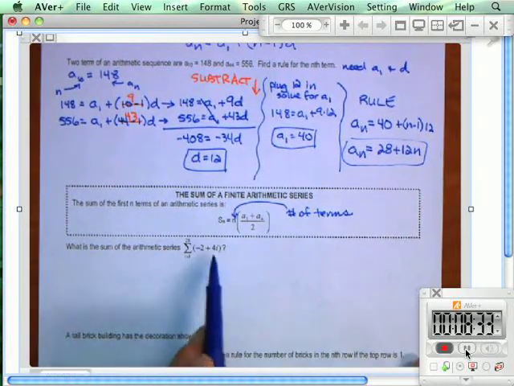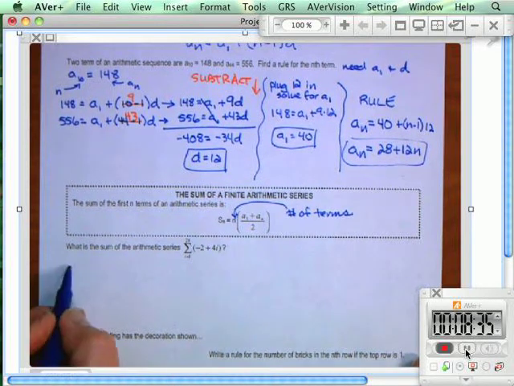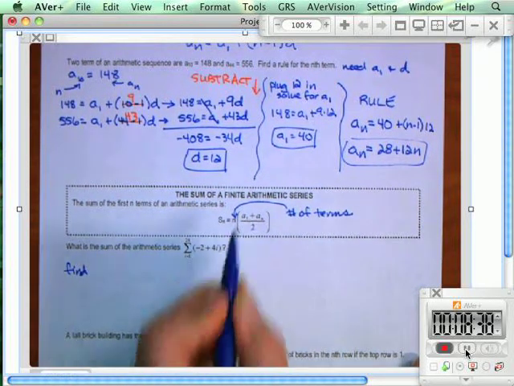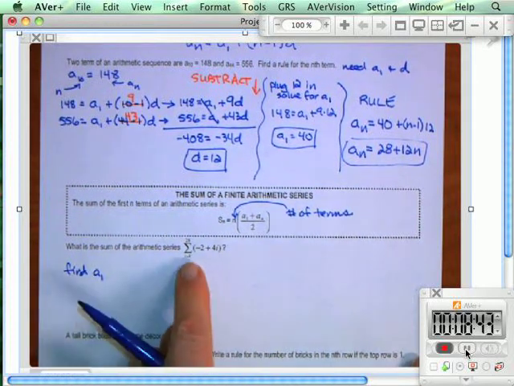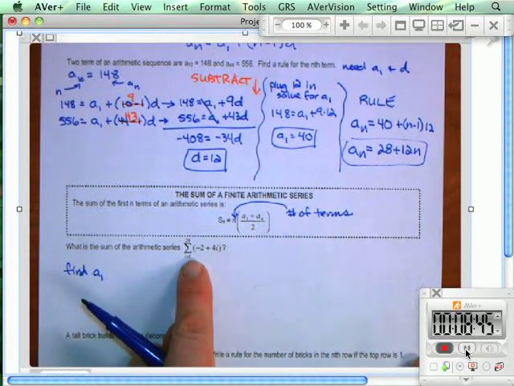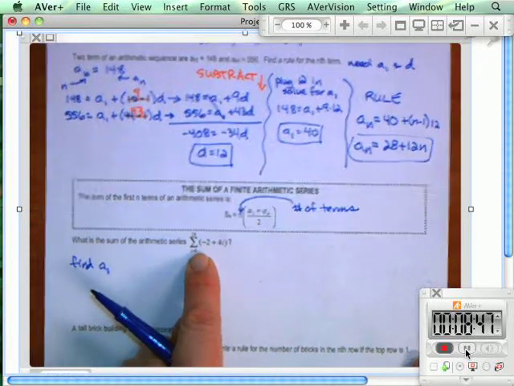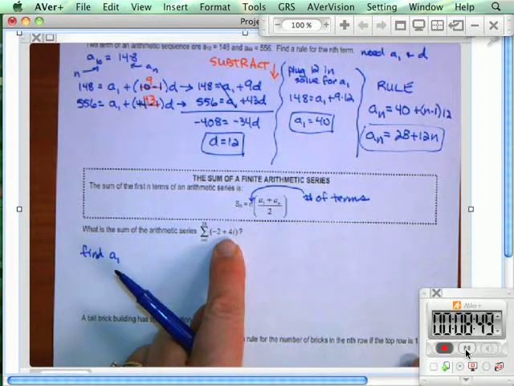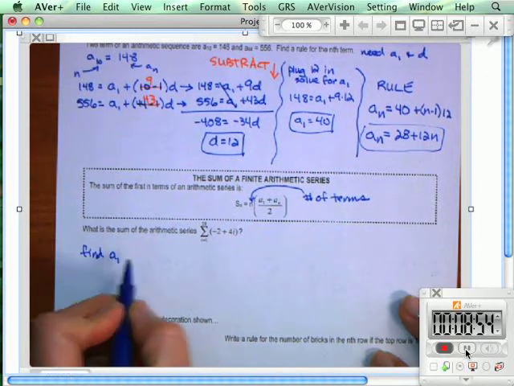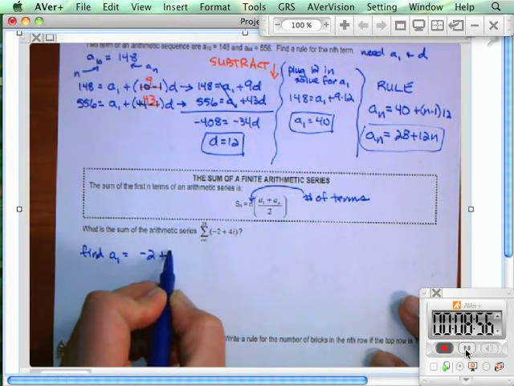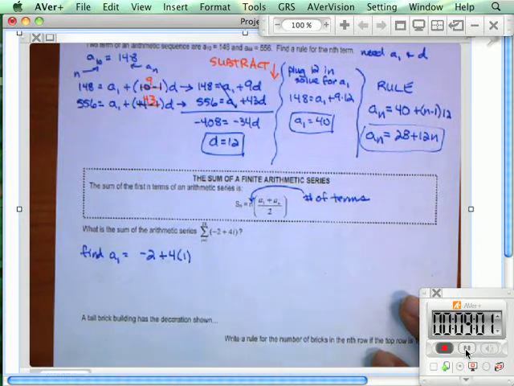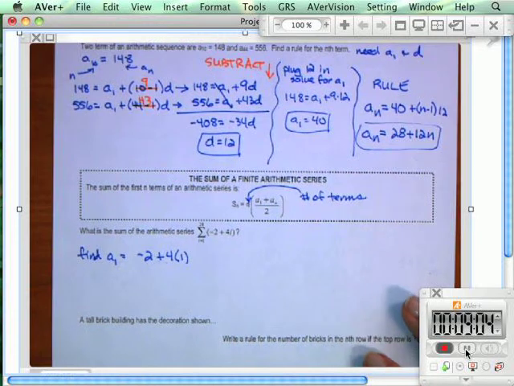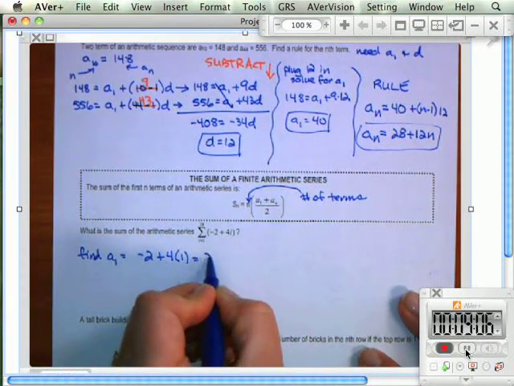So the first thing you have to do is find A of 1. What are my terms starting at? What number here? 1. So I'm going to take that 1 and plug it into the function to find out what the output is, A of 1. Okay, so that means I just do this. Negative 2 plus 4 times 1, because that's my first input right there, my first n. And that equals 2. So that's A of 1.